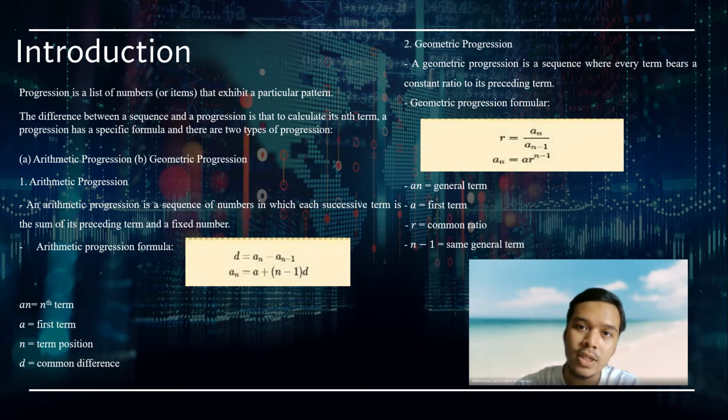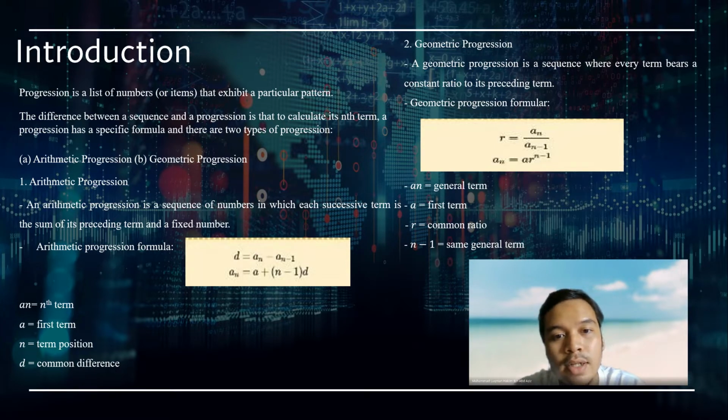The arithmetic progression formula is D equals An minus An minus 1, and An equals A plus in bracket n minus 1 multiplied by D. Where An is the nth term, A is the first term, n is the term position, and D is the common difference.